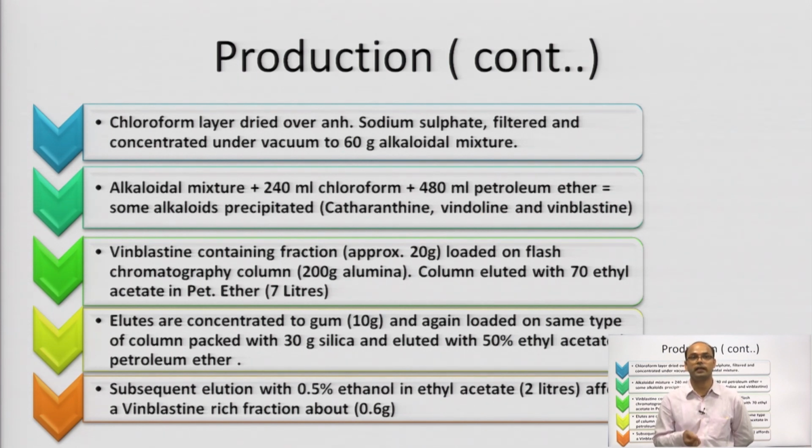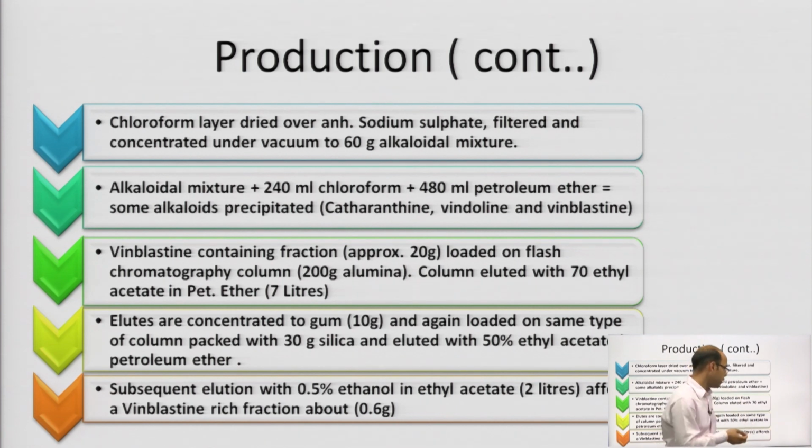extract, which is around 10 grams, and again reloaded on the same type of column, which is packed with 30 gram of silica and eluted with 50% ethyl acetate in petroleum ether. So in this way we can separate the Vinca alkaloid vinblastine from the leaves, or from the raw material to the final state. Subsequent elution with 0.5% ethanol in ethyl acetate affords vinblastine rich fraction, which is about 0.6 gram.